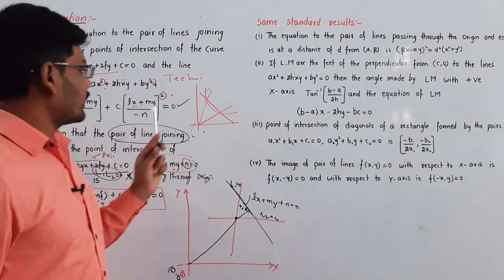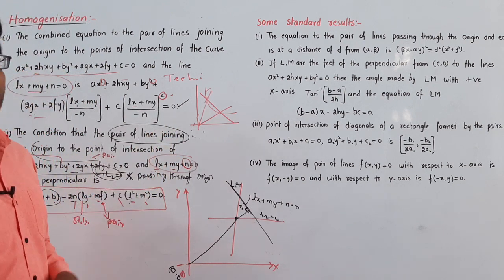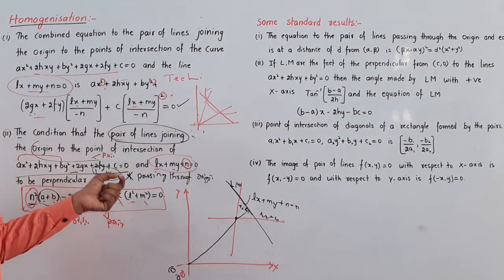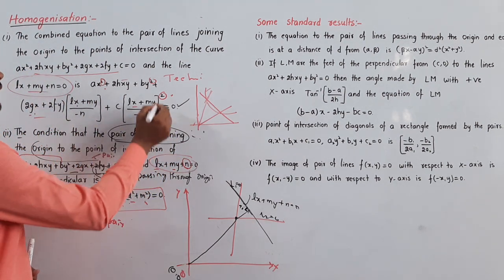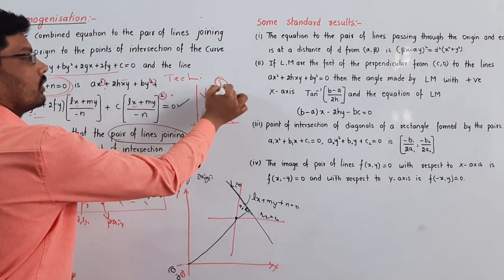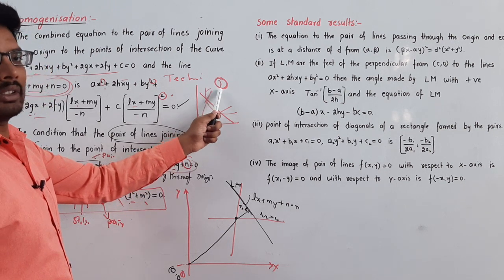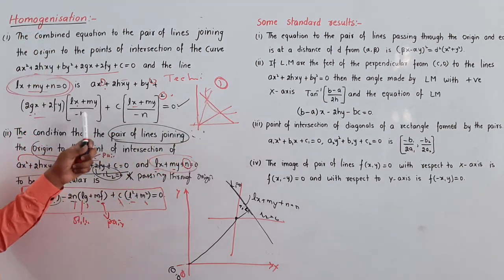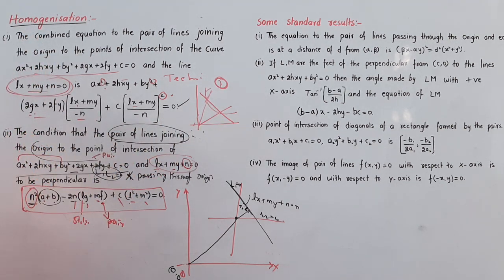So this is all about the homogenization process and you have to remember the condition here. The first thing, we have to convert this equation into a second degree equation. To do that, we need to frame the straight line equal to 1. After framing it equal to 1, we need to substitute the value of 1 wherever we are not getting degree 2.